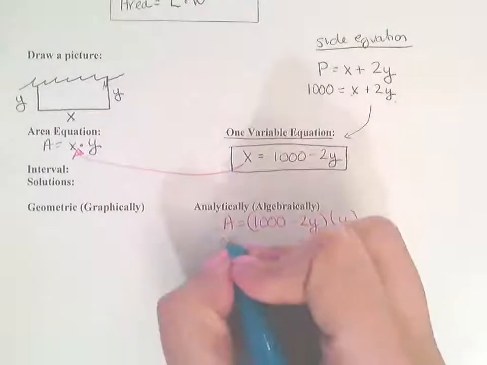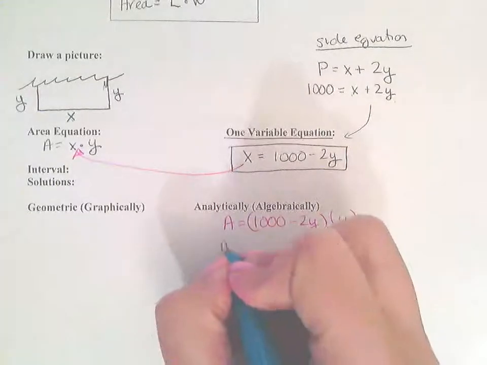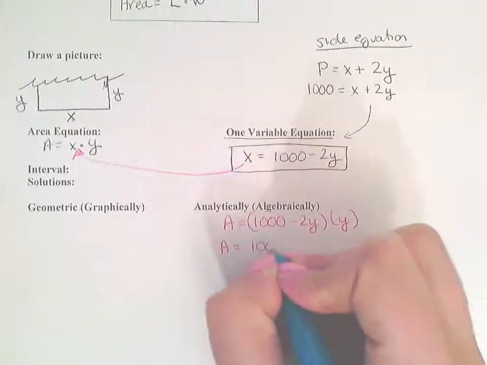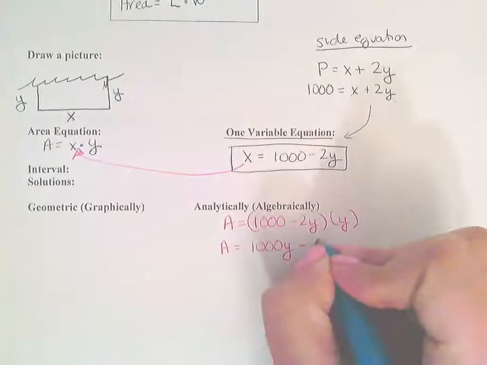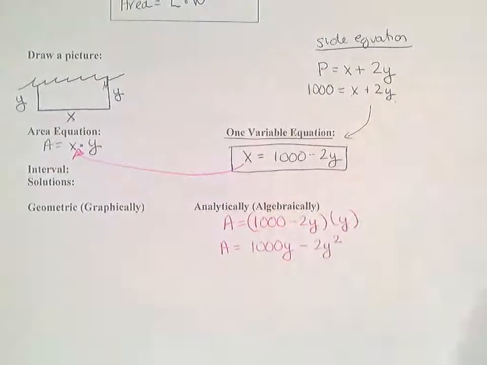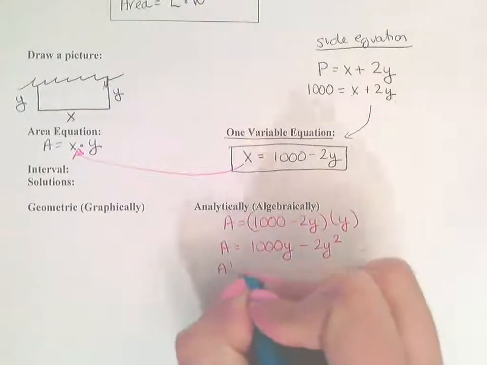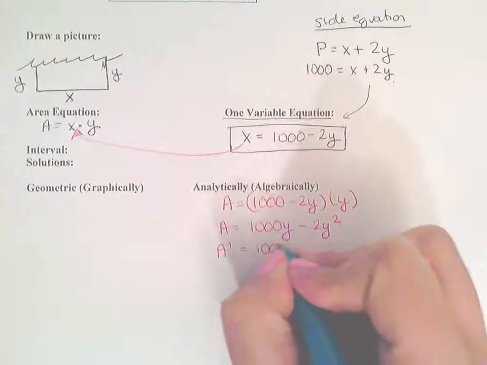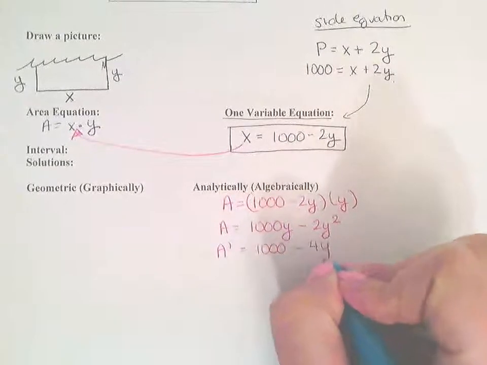All right, so before I take the derivative, I want to simplify this. So this is 1,000y minus 2y squared. And now I can take the derivative. So that's 1,000 minus 4y.